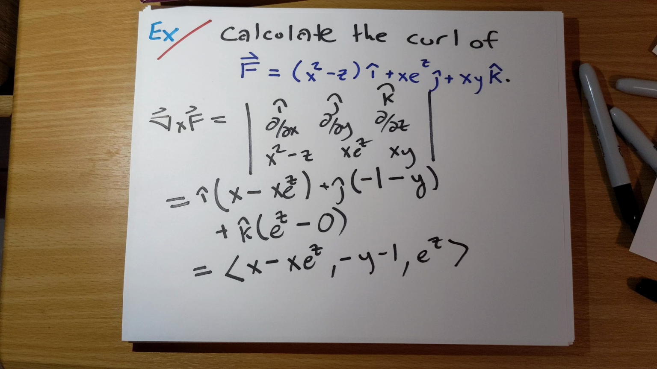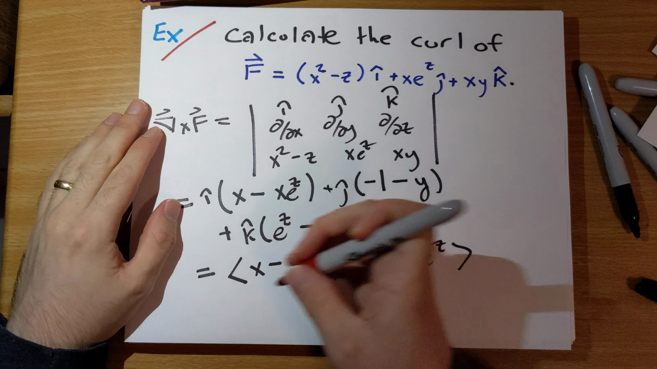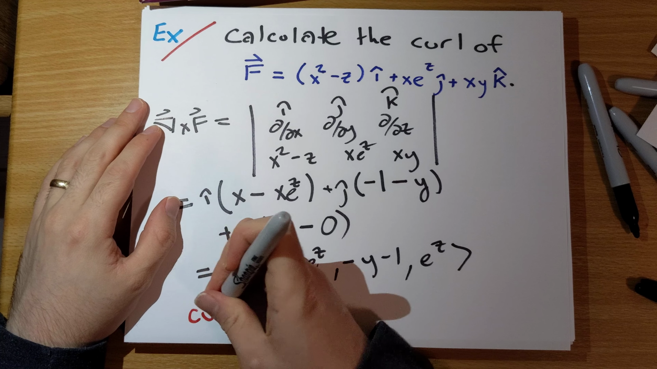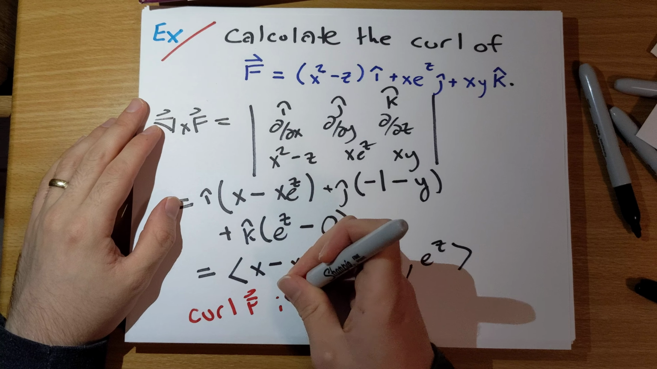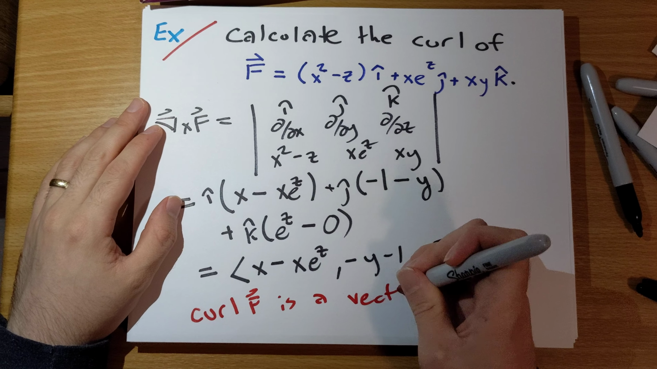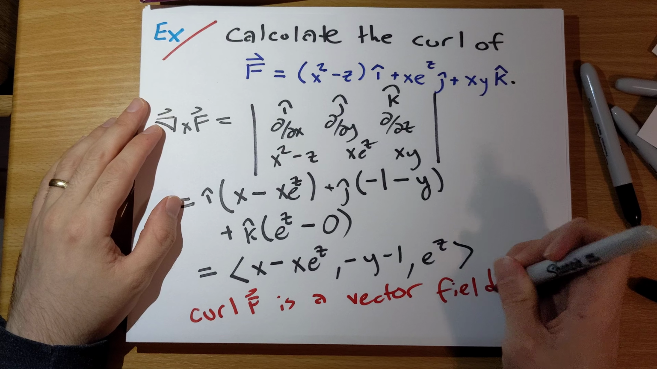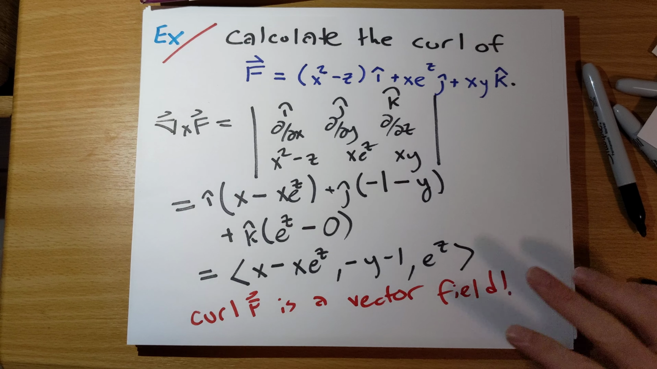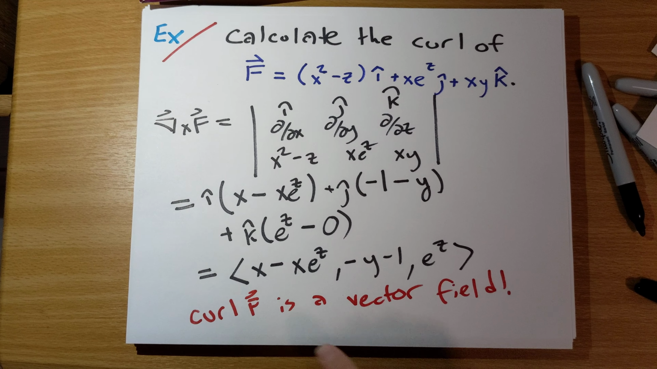To wrap up this video, let me just point out one very important thing here. The curl of F is a vector quantity. It's another vector field. So we started off with a vector field up here, and we obtained a second vector field down here.